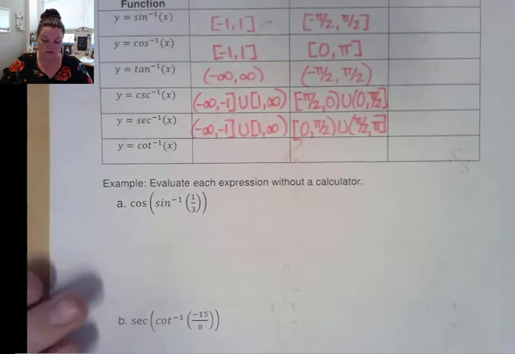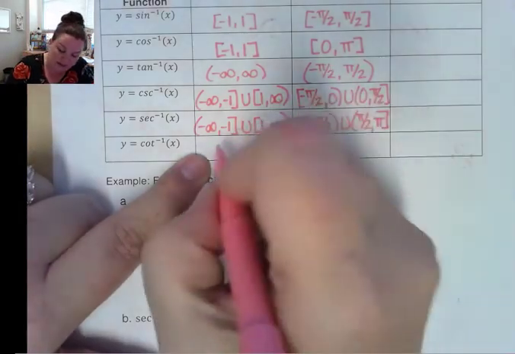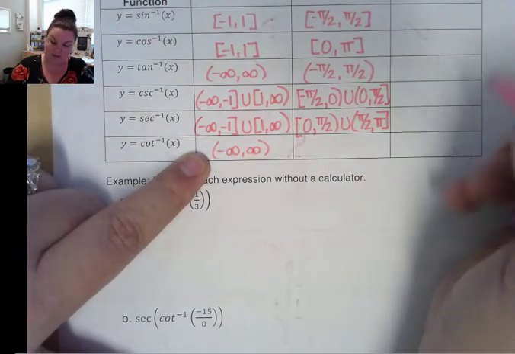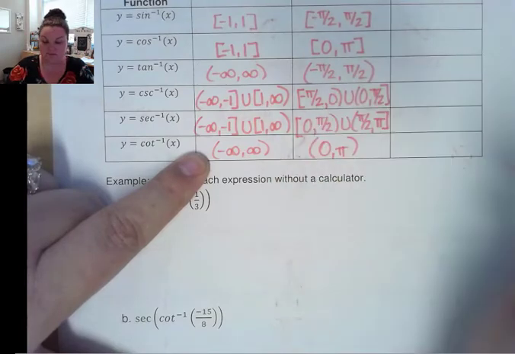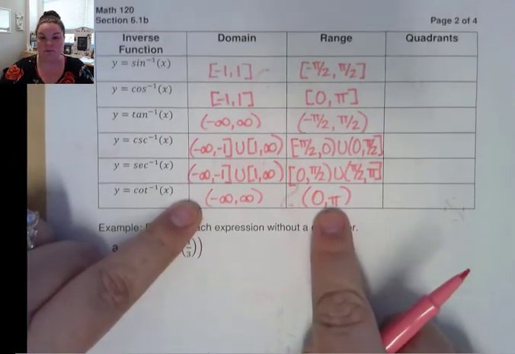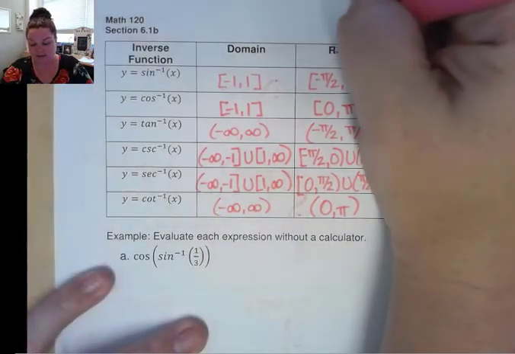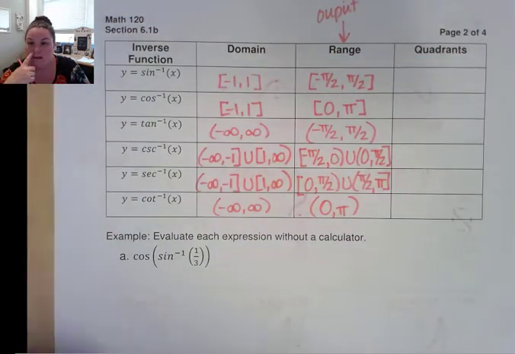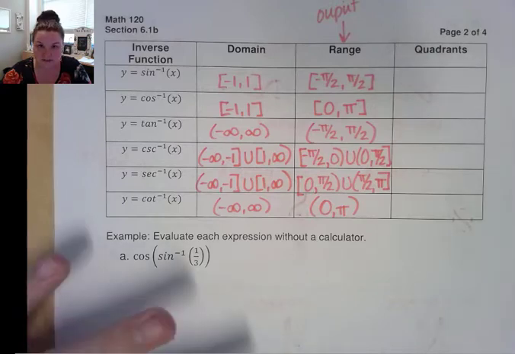Okay, so for cotangent inverse, now our domain is unbounded, so negative infinity to infinity, and our range is going to be from asymptote to asymptote, which was 0 to pi, and because they're asymptotes, we want to make sure that we use parentheses, right? Okay, so now what I want to look at is this output. If we know that our output has to lie between negative pi over 2 and pi over 2, I want to think about what quadrants that is.